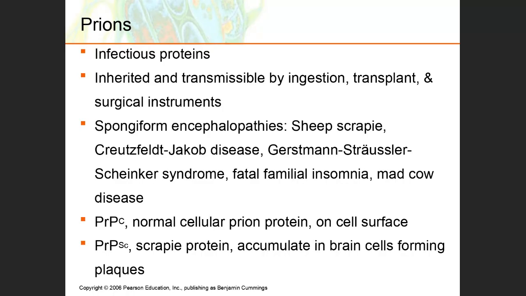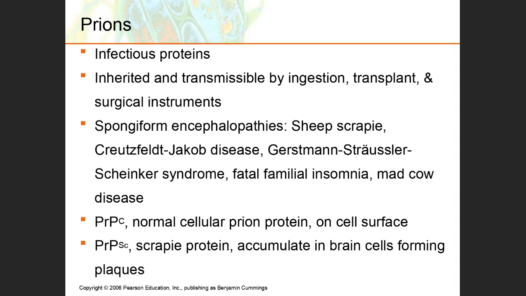But most people have heard of mad cow disease, the most common example of a spongiform encephalopathy, right? The cows just kind of start acting weird and do strange things. And the same thing is true of people that get these diseases.